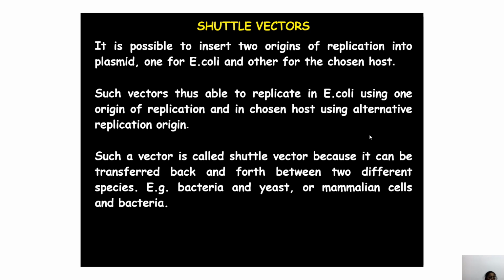Then we also talk about shuttle vectors. It is possible to insert two origins of replication into a plasmid, one for E. coli and another for the chosen host, any other host organism. So such a vector is able to replicate in E. coli using one origin of replication and in the chosen host using an alternative replication origin. That's a huge advantage. Such a vector is called a shuttle vector because it can be transferred back and forth between two different species, bacteria and yeast, or mammalian cells and bacteria.